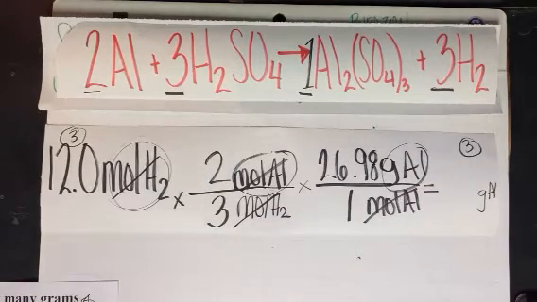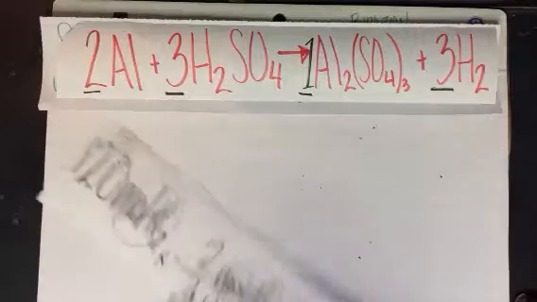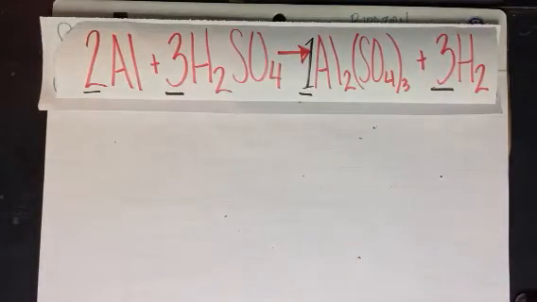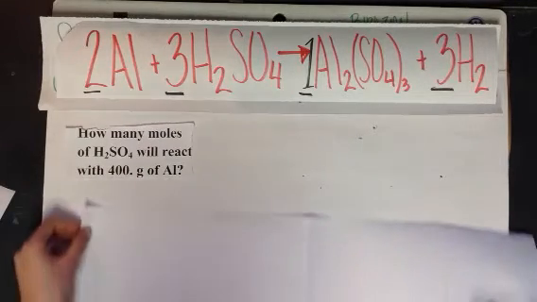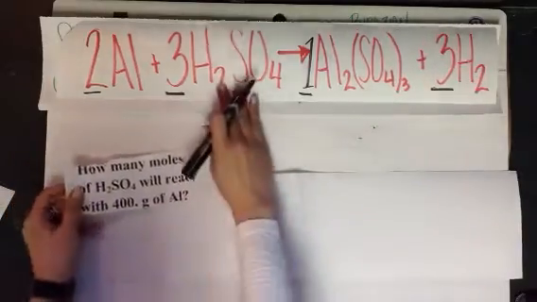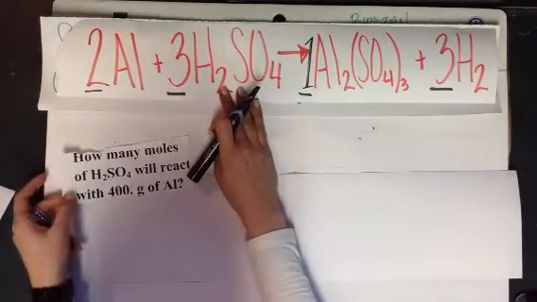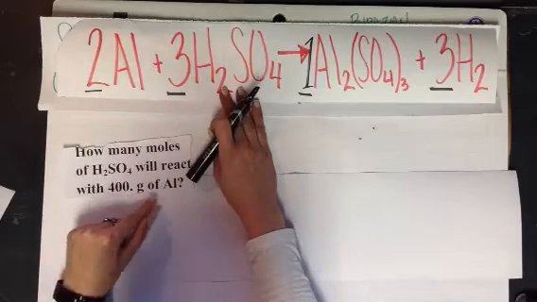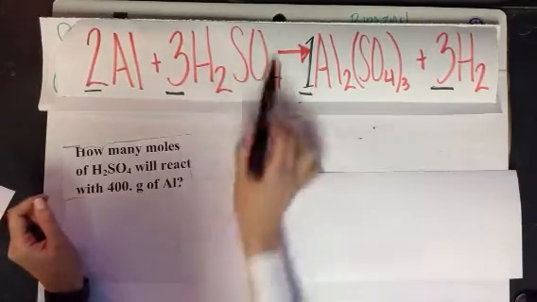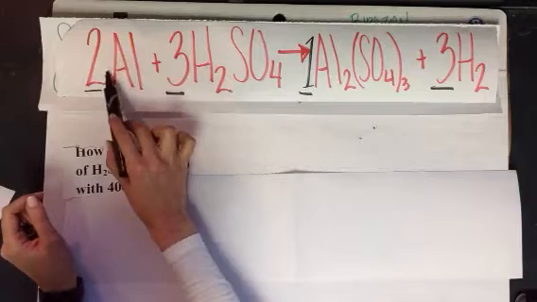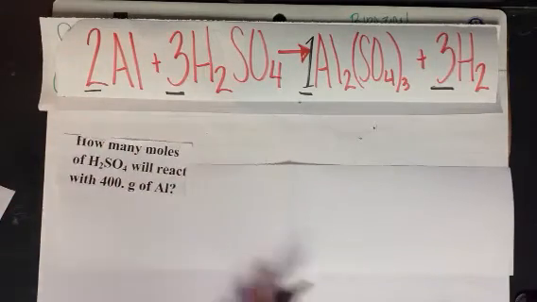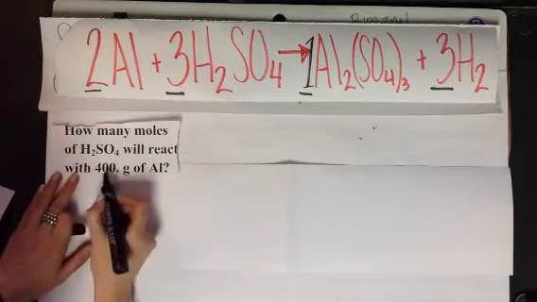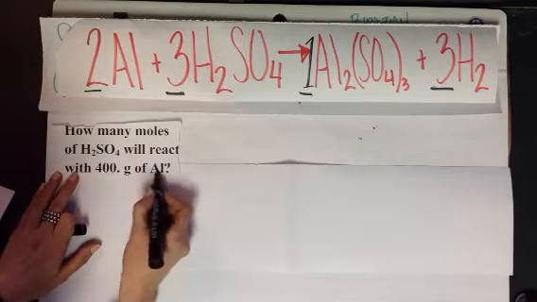All right, good. Let's try another problem. We'll keep the same balanced equation for convenience. And let's take a look at this problem. It says, how many moles of H2SO4 will react? Here's H2SO4, it's a reactant, with 400. grams of aluminum. So they want to know how much of this is going to react with this if I start off with 400 grams of this. Okay, so this problem, I'm starting off a little differently. I'm given 400 grams of aluminum.